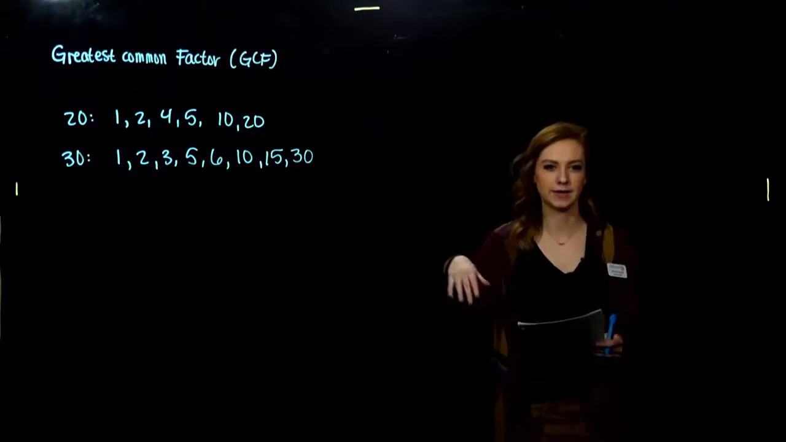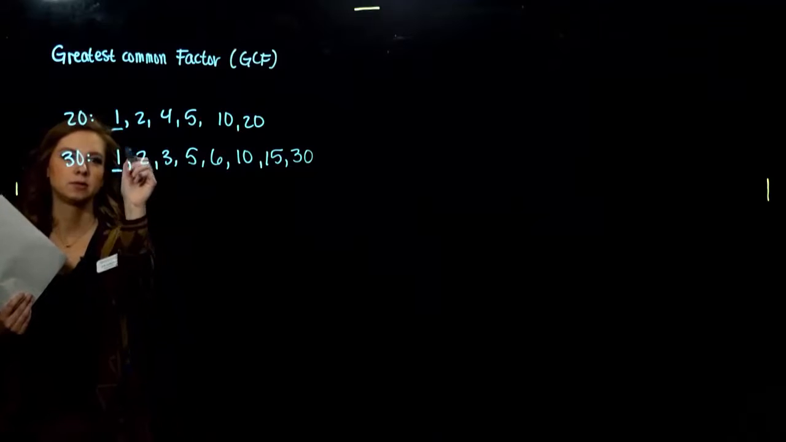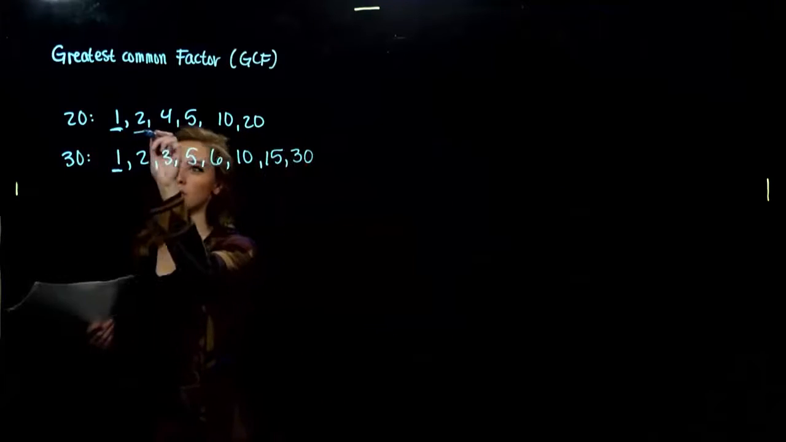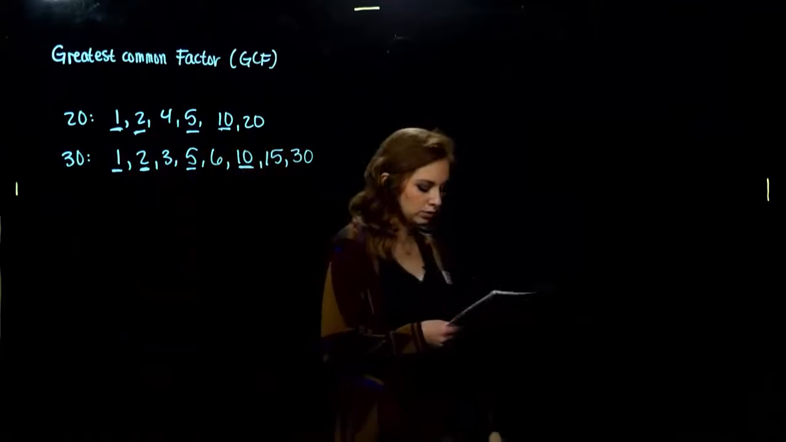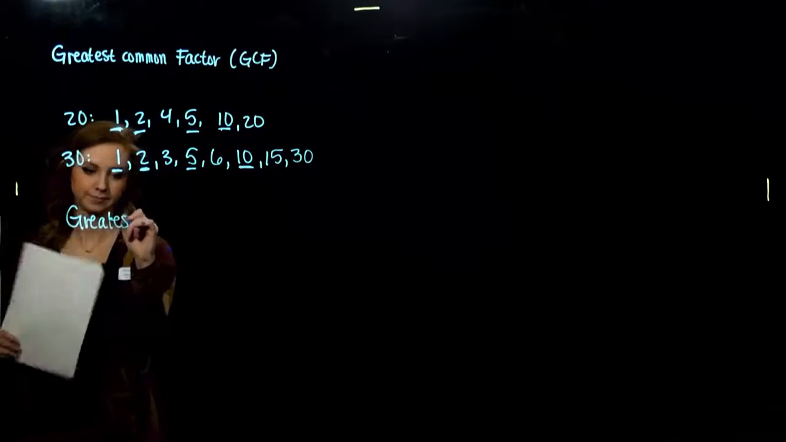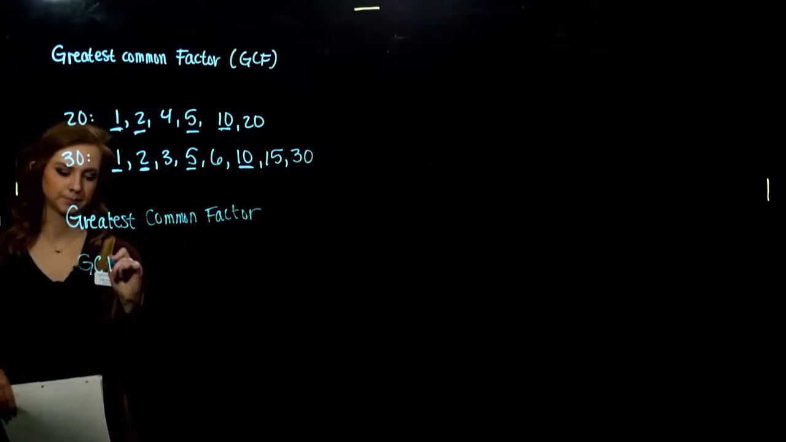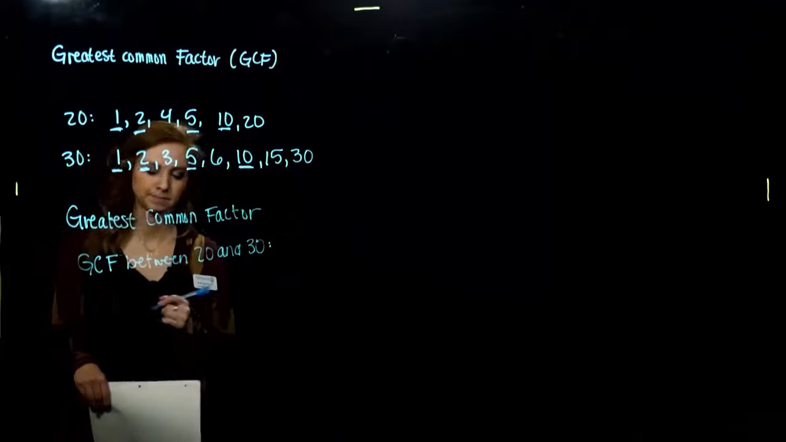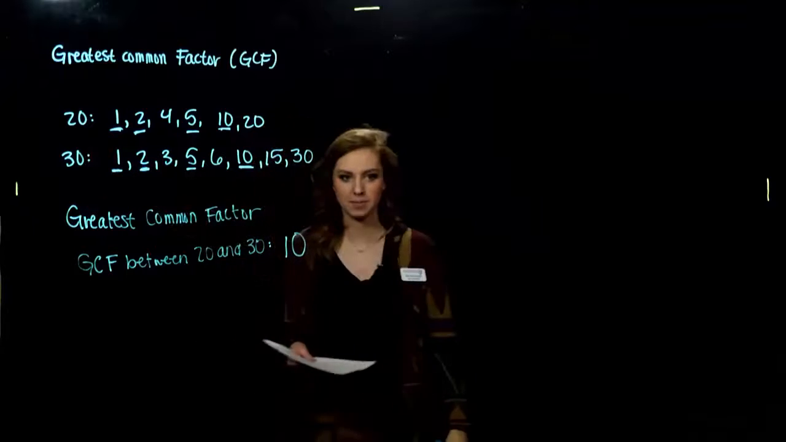So we have all of the possible factors of each, and we can see which ones they share in common. So everything is going to share 1 in common. It's the most boring, basic case. Anything divided by 1 is just itself, so everything is divisible by 1. They also share 2. And what else? 5 and 10. So, the greatest of the common factors is called the greatest common factor. And what is the GCF between 20 and 30? So what is the greatest factor that they share in common? 10. It's the largest factor that each of them have.